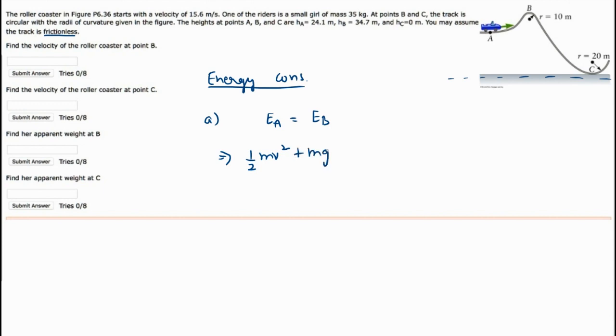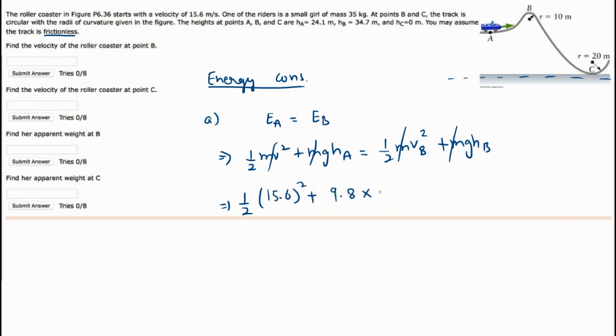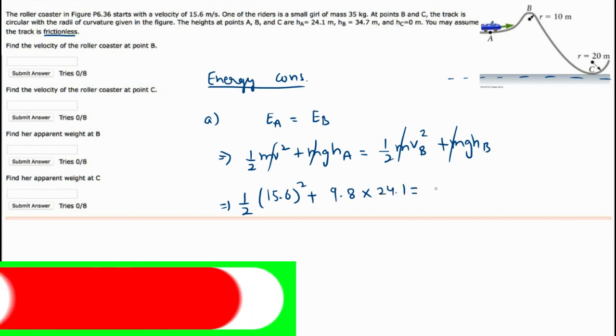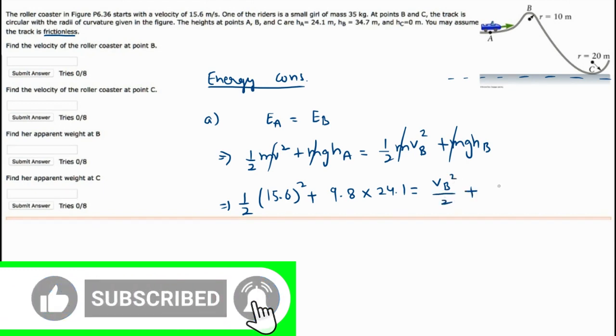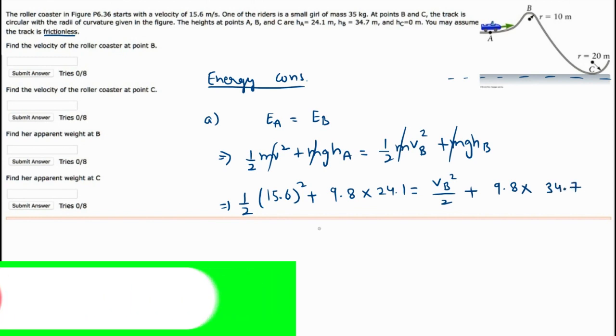So we have the potential energy as mgh_A. Likewise, it's half m v_B whole square plus mgh_B, that is the height at B. So m is cancelled from both sides. Let's just substitute the values. That will be half times 15.6 whole square plus 9.8 times the height at point A, which is 24.1, equals half v_B square, where v_B is what we have to find, plus 9.8 times the height at B, which is given as 34.7.